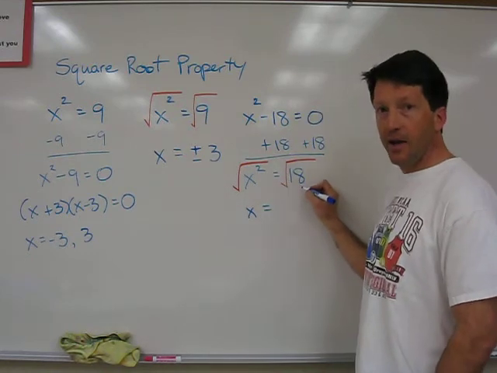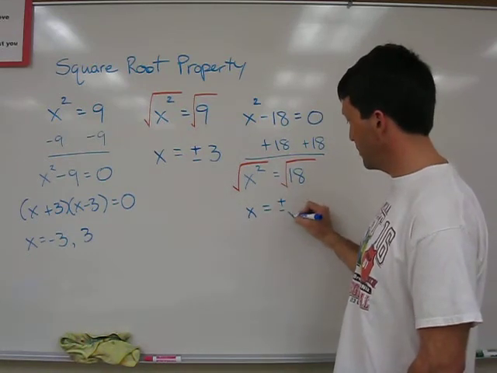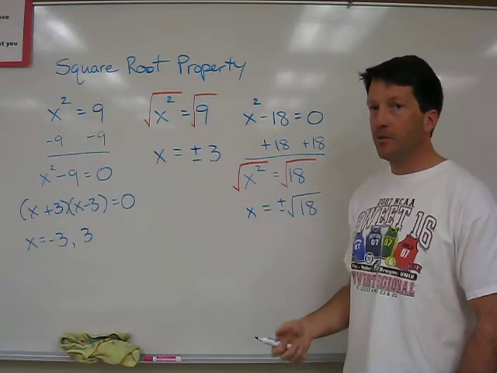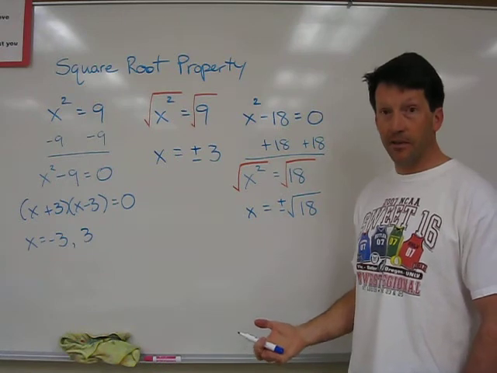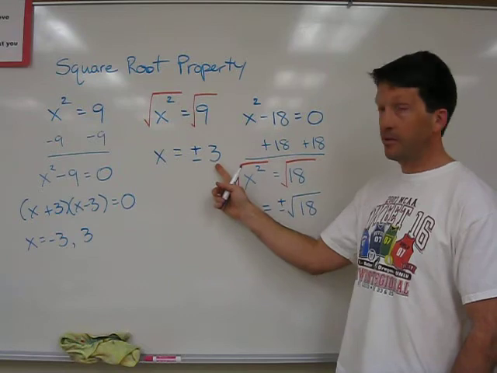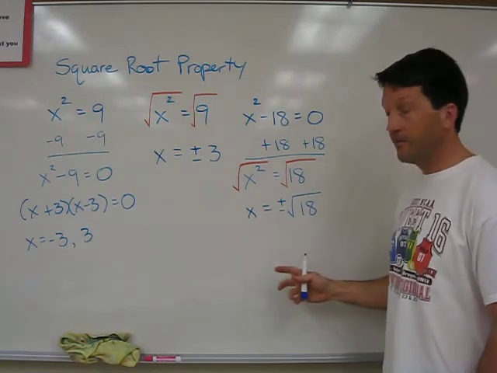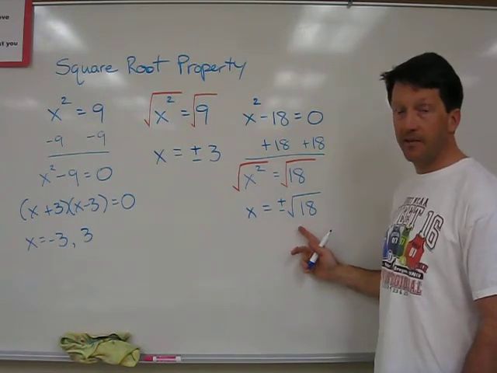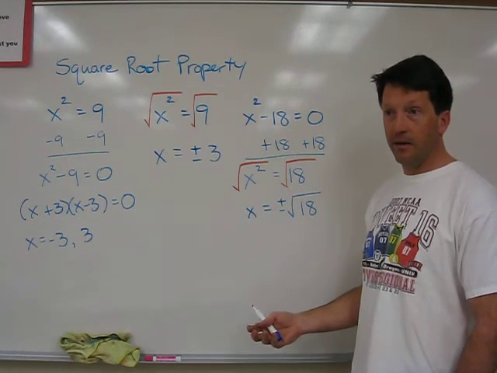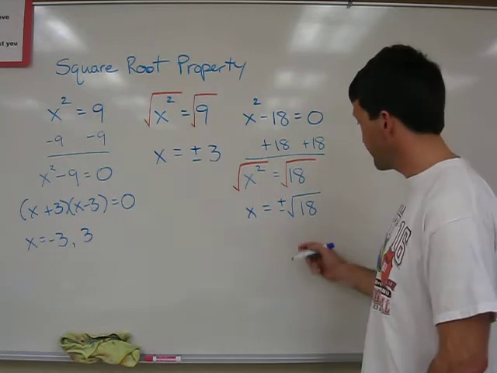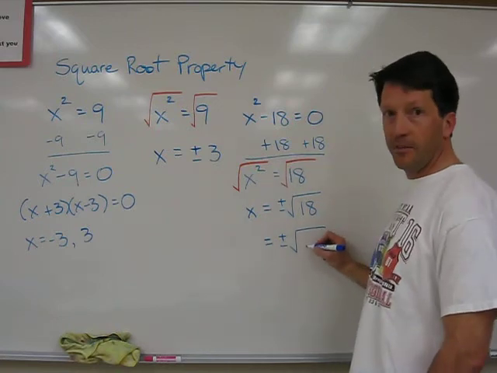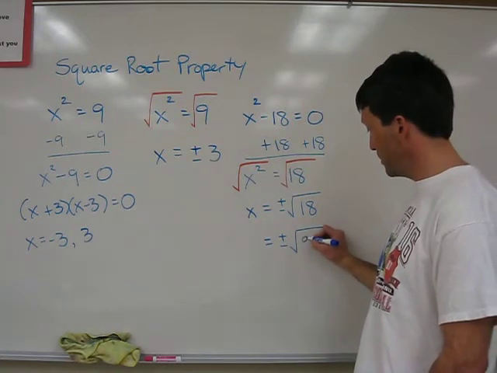But on this side now, I have positive or negative square root of 18. Now, there's no whole-number square root for 18 because it's not a perfect square. So it's not quite as easy as this one was, where I could just take the square root of 9. So what we have to do here is simplify this if we can. So I'm looking for a factor of 18 that's a perfect square, and I can use 9. So this will simplify into 9 times 2.